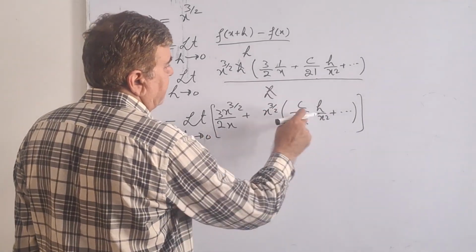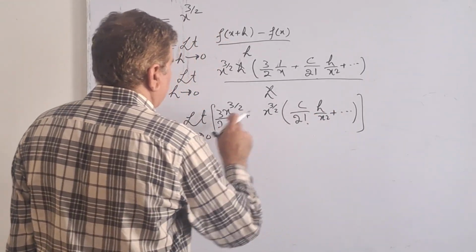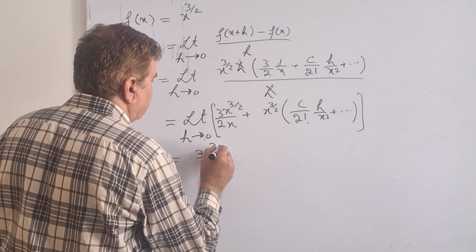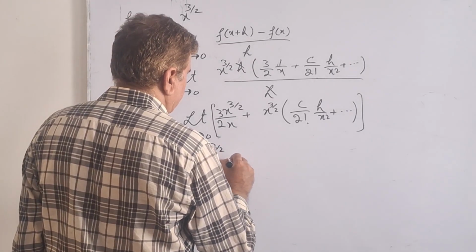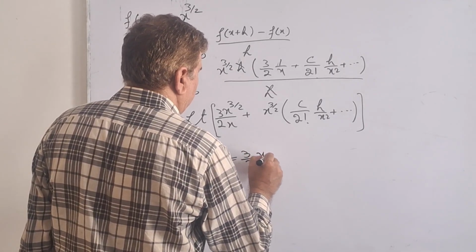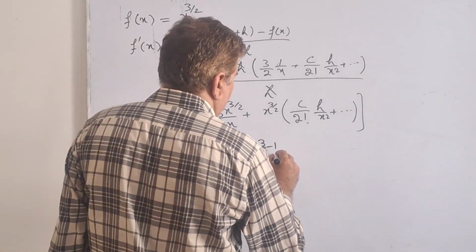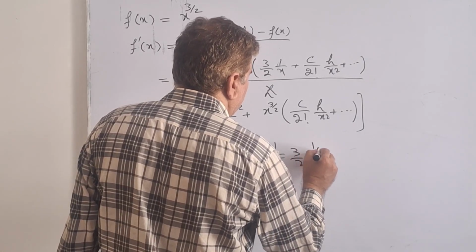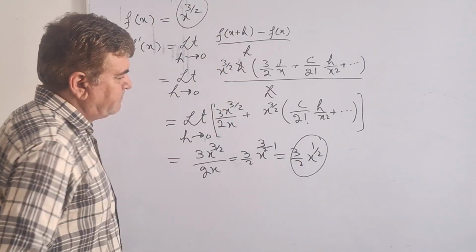So if I apply the limit, those terms will vanish, and we would be left with x power 3 divided by 2 into 3 divided by 2x, which I can write as 3 divided by 2 into x power 3 divided by 2 minus 1, taking this up. So I get 3 divided by 2 into x power half. So this is the derivative of this function.